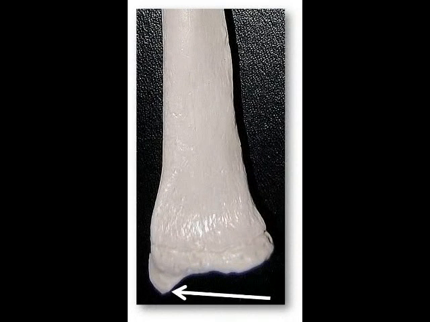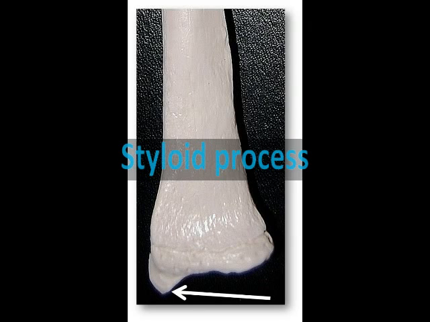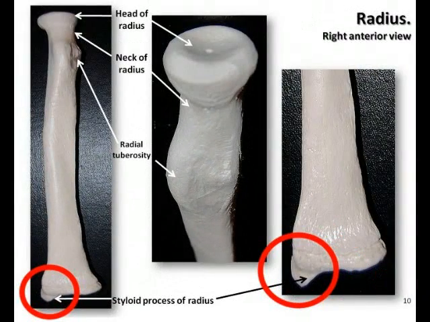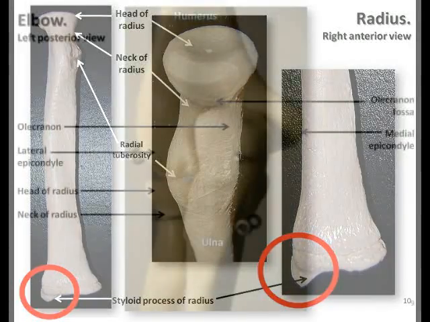The radius widens at its distal end to form the tooth-like styloid process on the lateral side, which you can actually feel just proximal to the thumb. The styloid process is an attachment point for the brachioradialis muscle as well as the radiocollateral ligament to the wrist.